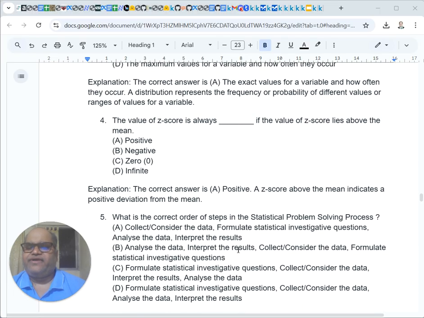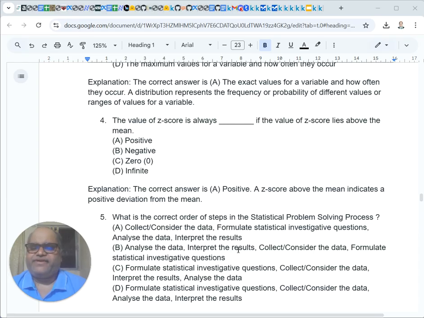Then this one is actually talking about which is the correct order of steps for solving a statistical problem or process. Option A is talking about collect or consider the data, formulate a statistical investigative question, analyze the data pattern, and interpret the result. So of course, I think the first step will always be about collecting the data, right?